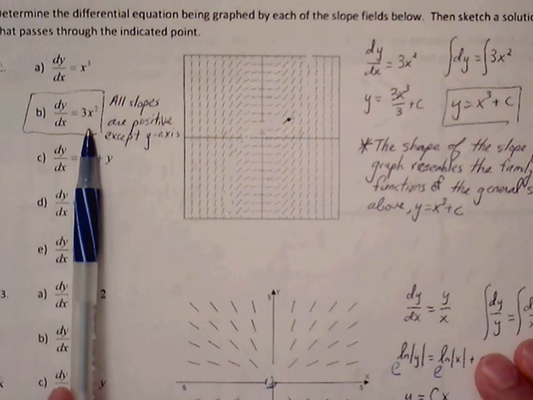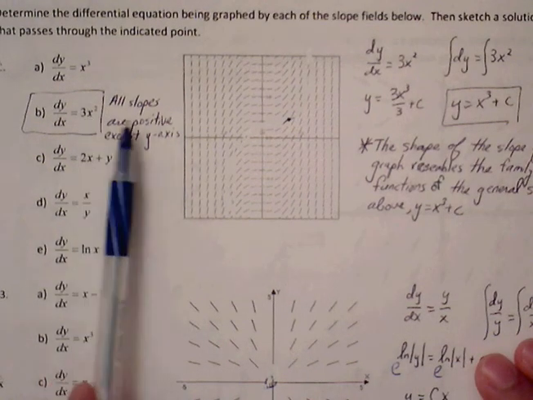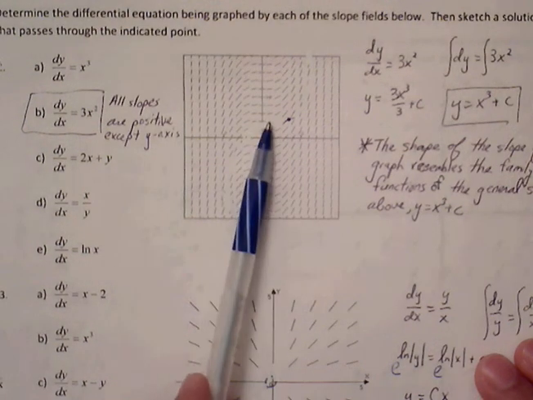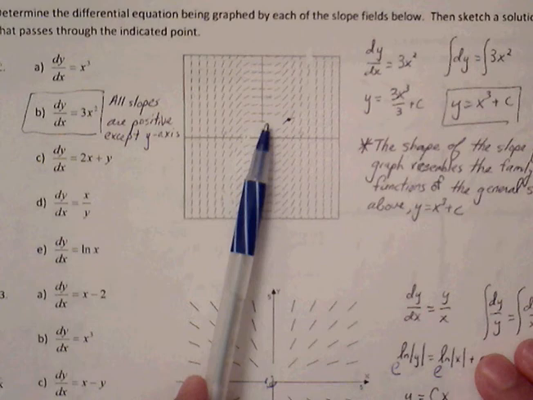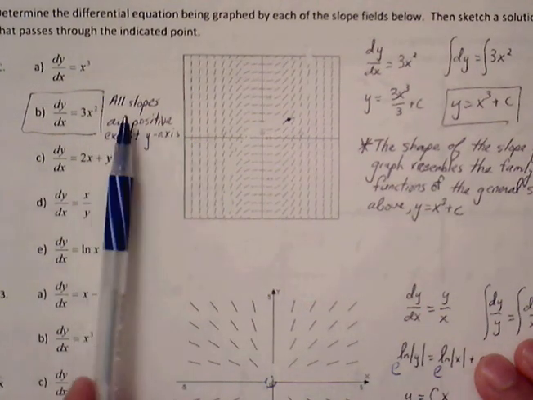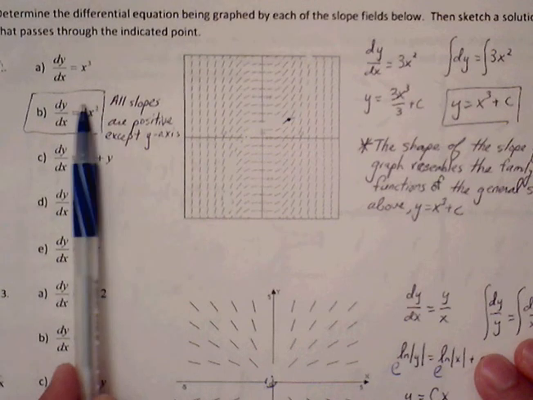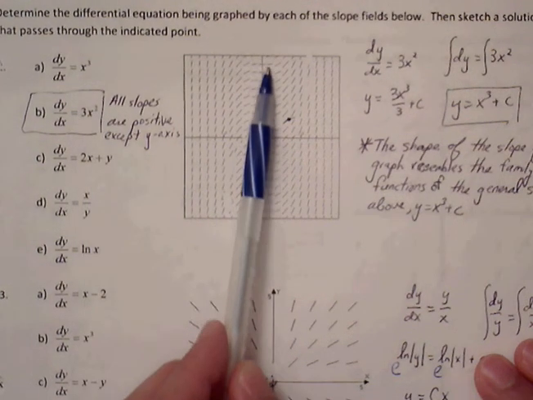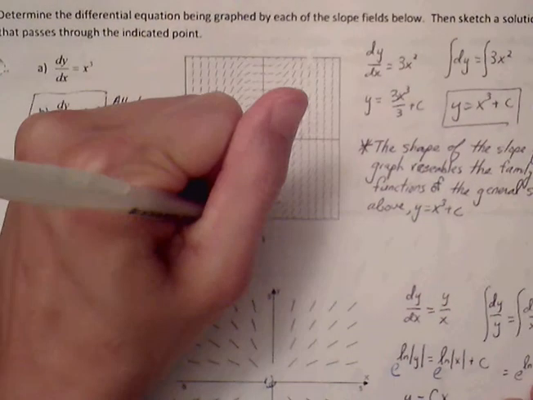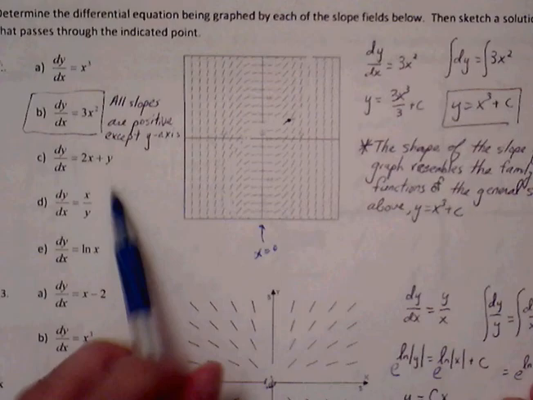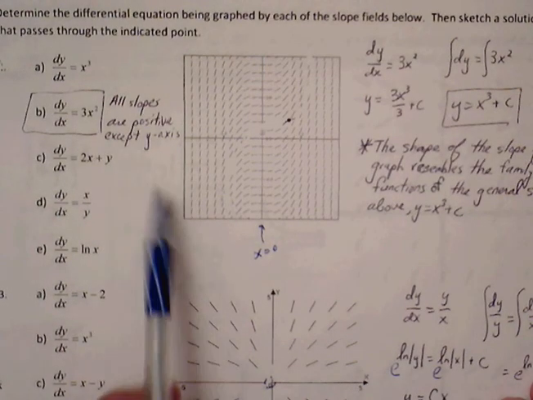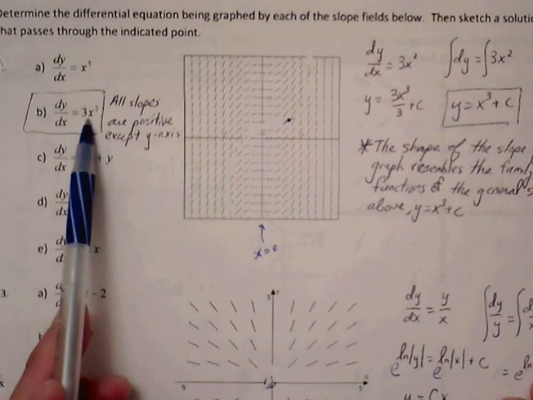Which brings us to part B. The reason we're getting positive slopes everywhere except where x is equal to 0 is that x is squared, so any negative x value plugged in will produce a positive value. It also makes sense that anywhere on the y-axis, where x is equal to 0, we expect the slope to be 0 as well. Plug in 0 for x, and we get 3 times 0 squared.